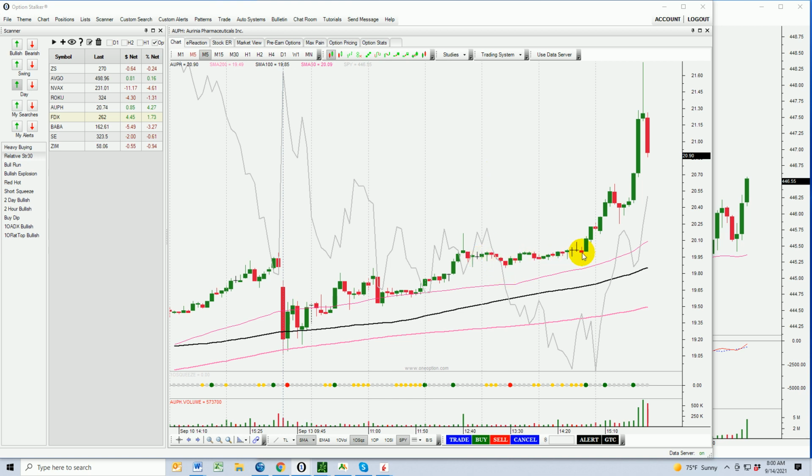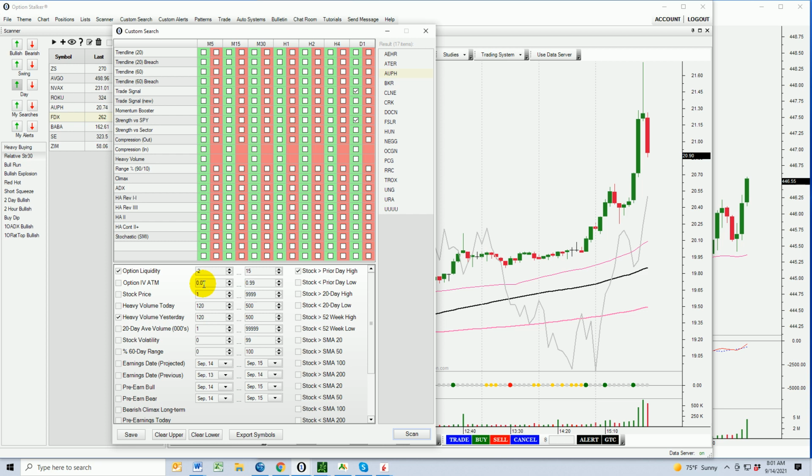But this is a fantastic setup. So you get this sell off here, then you can be running your M5 compression searches right in here, looking for a stock that's above the prior day's high. In fact, let's do it just for the heck of it.